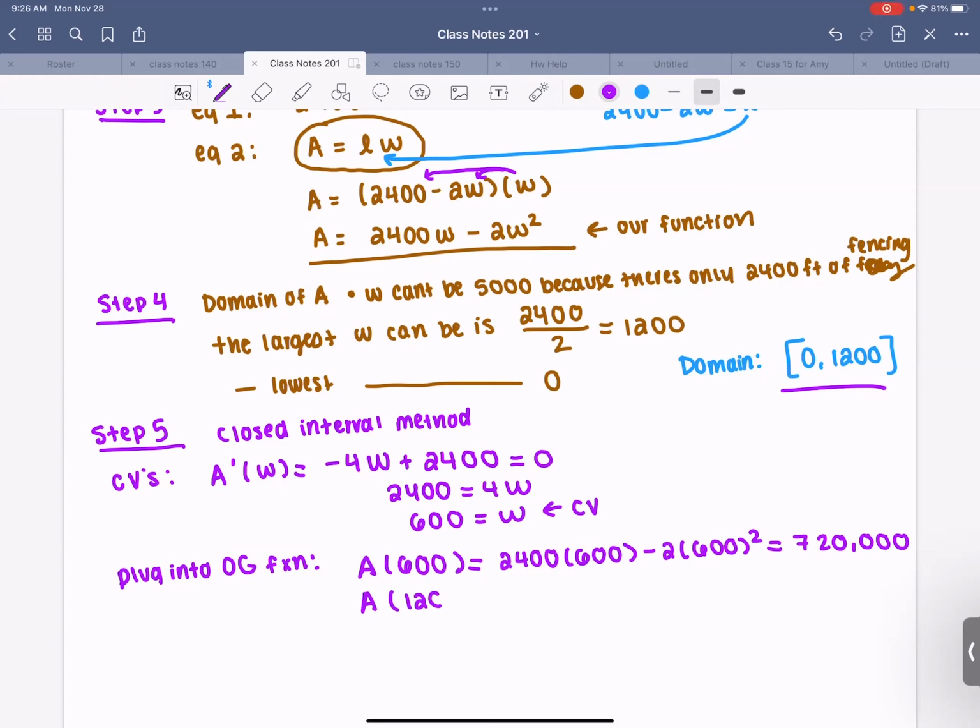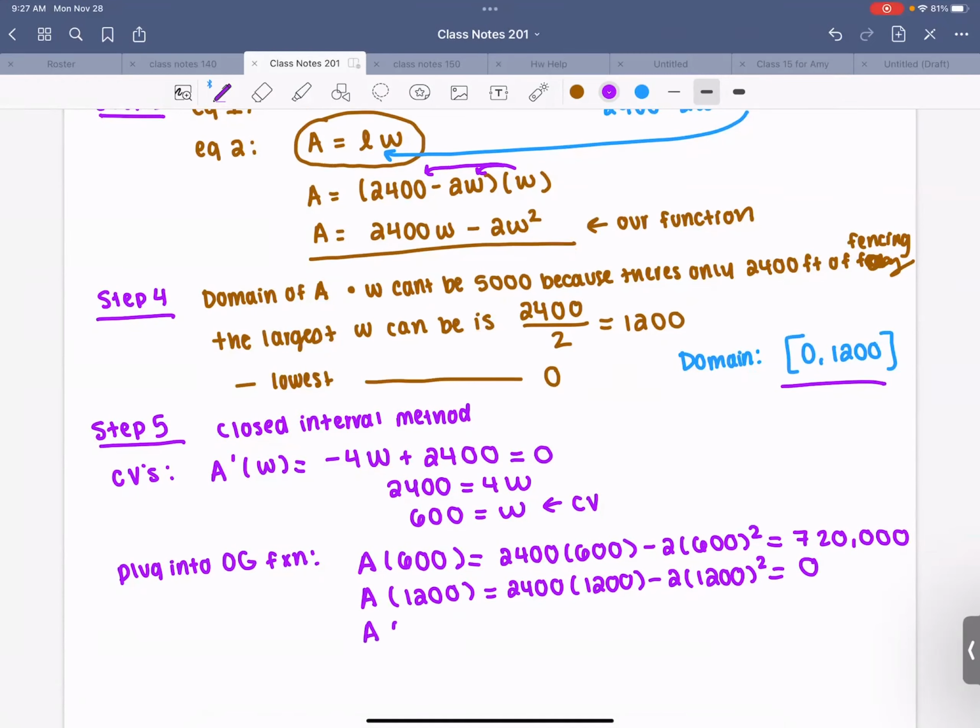1200, right? Because that's an endpoint. Okay, and that would be 2400 times 1200 minus 2 times 1200 squared. Any guesses on what this number is going to be without calculating it? Actually, it's going to be 0, right? Because 1200 represents the two widths being 1200 long, but no length. So this actually becomes 0.